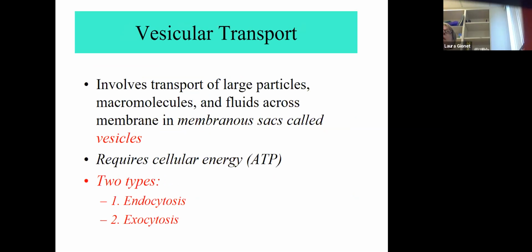Okay, vesicular transport, we said that is an active process also. This is when we're going to be moving and dragging around these different vesicles that contain different substances. So it involves transport of large particles, macromolecules, fluids, maybe bacteria that you just engulfed in membranous sacs called vesicles, and it requires cellular energy. So we have 2 basic types. We're either taking something into the cell or we're releasing something to the exterior of the cell. So endo means within, cytosis or cell, and exo means outside or without the cell.